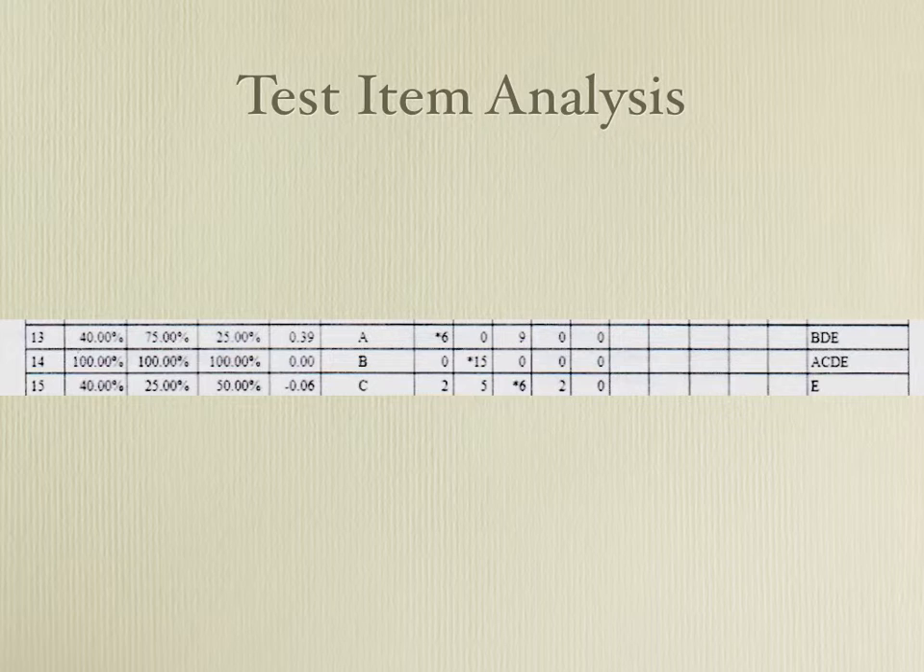Okay, so another example here, and I pointed this out, number 14. If you look here, you have a 100% correct response. Obviously, the high performers and the low performers all got this question correct. The point biserial was 0.00, so it wasn't a very good question. The difficulty level was probably a little too easy. It wasn't very discriminatory between the high and the low performers.